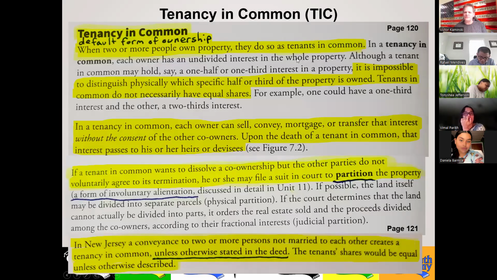Each owner has an undivided interest in the entire property. You can't physically tell which side is mine and which side is yours. If we're 50-50 owners, I'm a 50% owner in the entire property. And each owner can hold unequal shares of ownership.